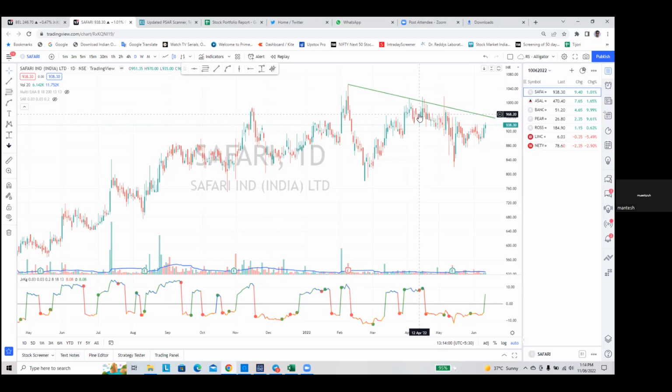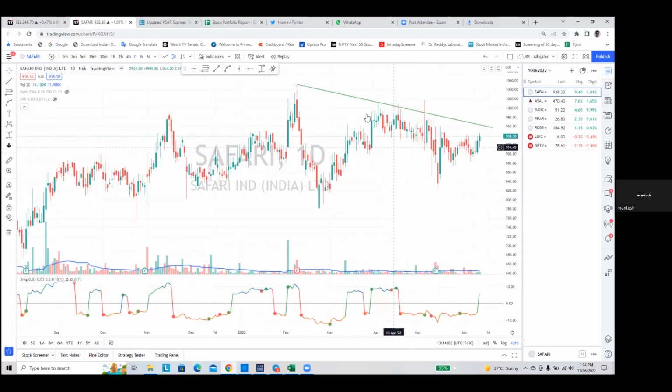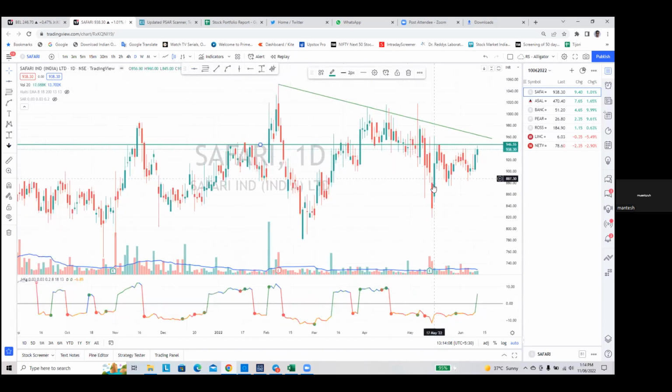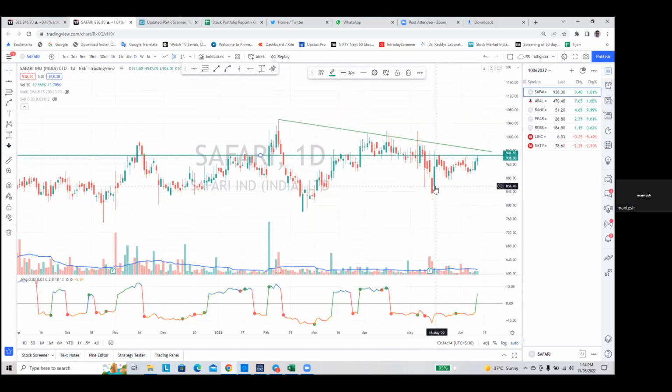Okay, so this is one of the resistance lines you can draw. Then another one, this is one resistance line I can draw. Here, if you see, the stock fell and then made a big bullish candle here. This made a big bullish candle and then again took a resistance here and then came back, and then it is consolidating here. Now again the stock is trying to move up.